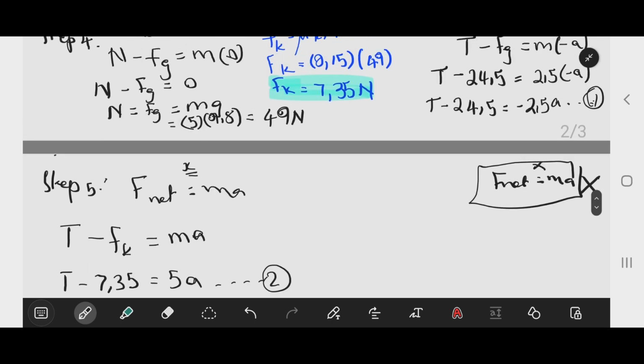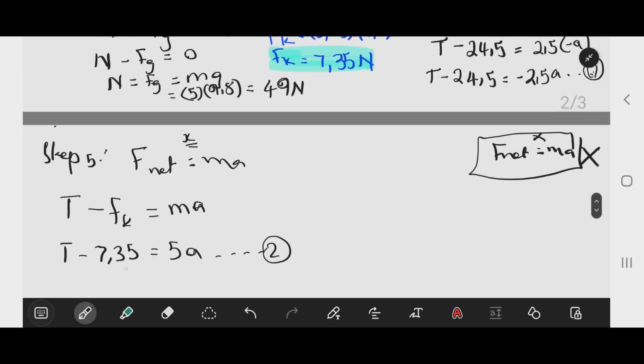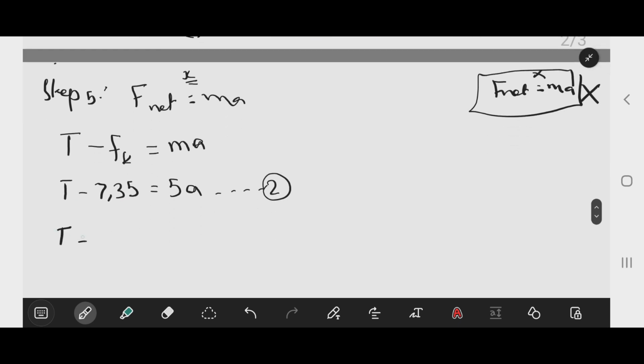Okay, so now we have equation 1 and equation 2, right? And equation 1 has two variables, which are tension and acceleration. Same applies to equation number 2. So now we want to solve for the tension and the acceleration. We will use the simultaneous equations method, whereby we can make T the subject of the formula here, and that would be 5a plus 7.35. That is equation number 3, right?